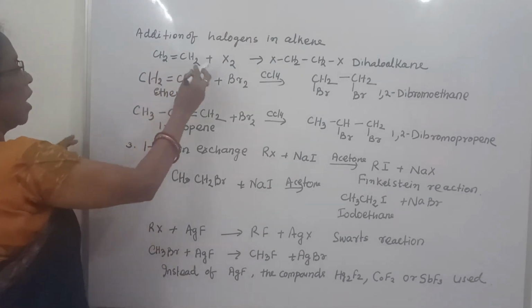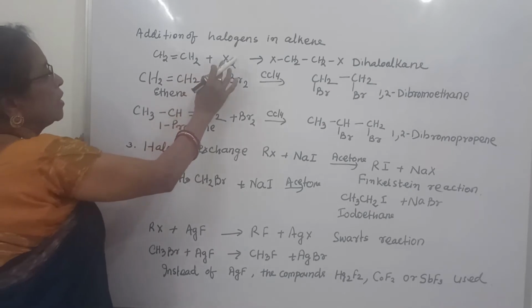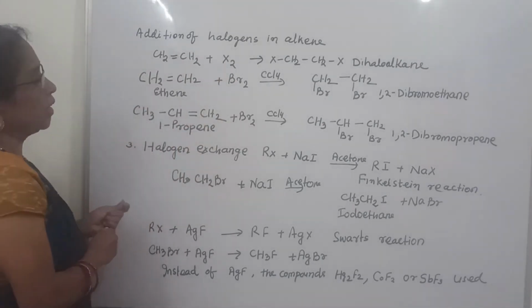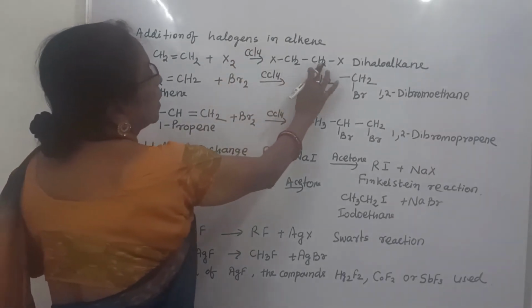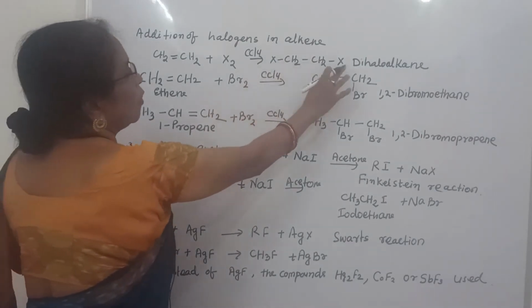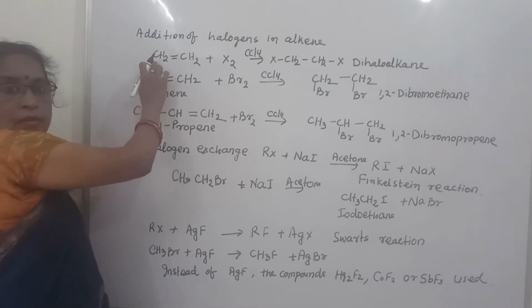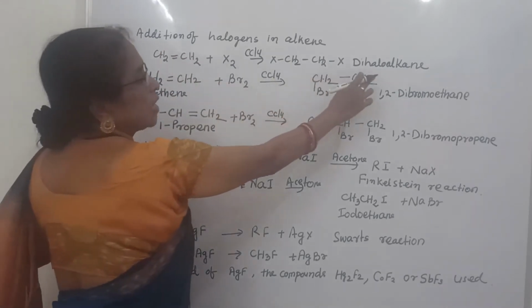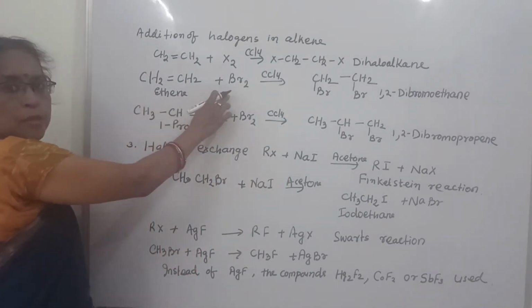If you add halogens to alkene, then what happens? Simply X2 you will add. So here what happened? It will give dihaloalkane. See here, it is dihaloalkane because across the double bond, one side one halogen, other side one halogen. Let us take an example, ethene plus bromine.